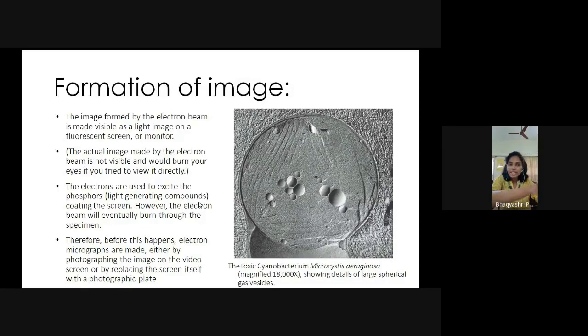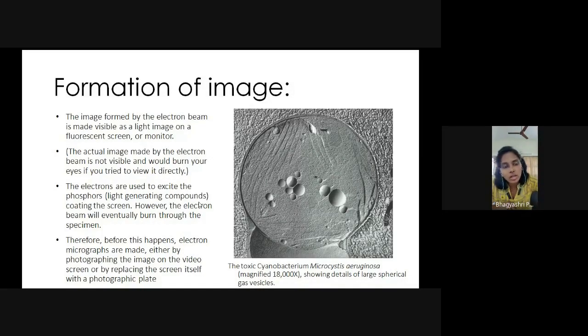Now, formation of image. If you can see the next slide, the image that is seen in the picture is the image of Microcystis aeruginosa. It is a spherical organism. You can imagine the organism was put inside the block, in the ice block. That ice block was then cut open from the center. The upper part was separated, and whatever was left on the surface was etched with suitable material.